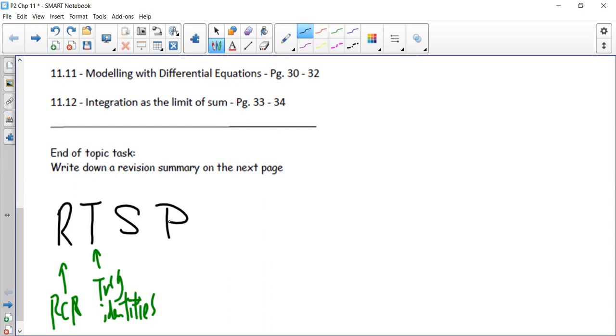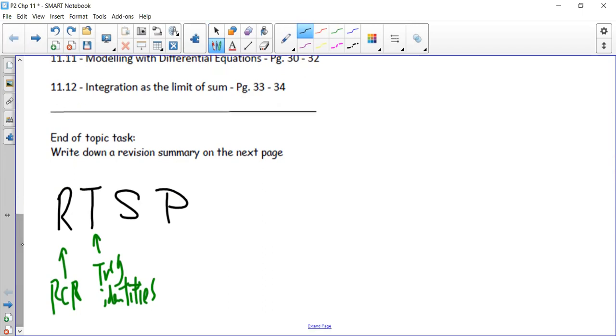R stands for reverse chain rule, which is always your first protocol when it comes to integrating an expression. If you don't know what to do, the first thing you should consider is reverse chain rule. And then T stands for trig identities.